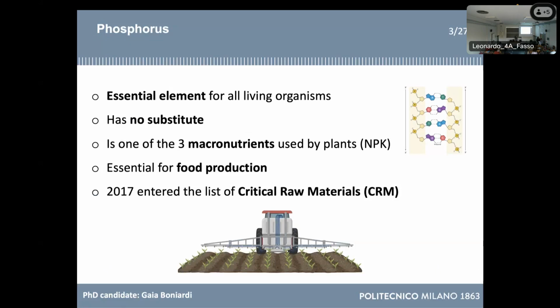Let's start with phosphorus. Why is it important to recover phosphorus? Phosphorus is an essential element for all living organisms. It is present in our cells, in the DNA, in the RNA, and it has no substitute in the world. It is one of the 3 macronutrients used by plants together with nitrogen and potassium. It is also essential for food production because the phosphorus-based fertilizers are very important to maintain the crop productivity. And due to excessive use of phosphorus, in 2017 it entered the list of the critical raw materials.